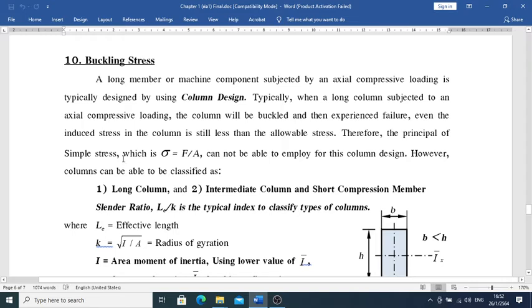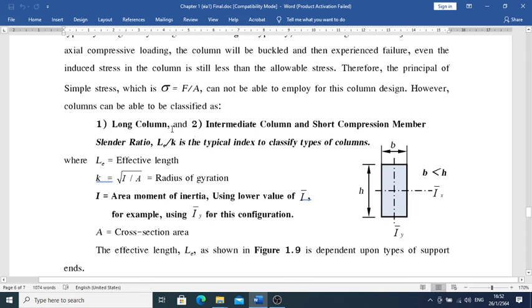Therefore, the simple stress principle, which is sigma equal to F over A, cannot be employed for this column design anymore. So the column design should be classified as long column, intermediate column, and short compressive member. So which one applies is judged by the slenderness ratio. The slenderness ratio is determined from L sub E over K. This is going to be the index there.